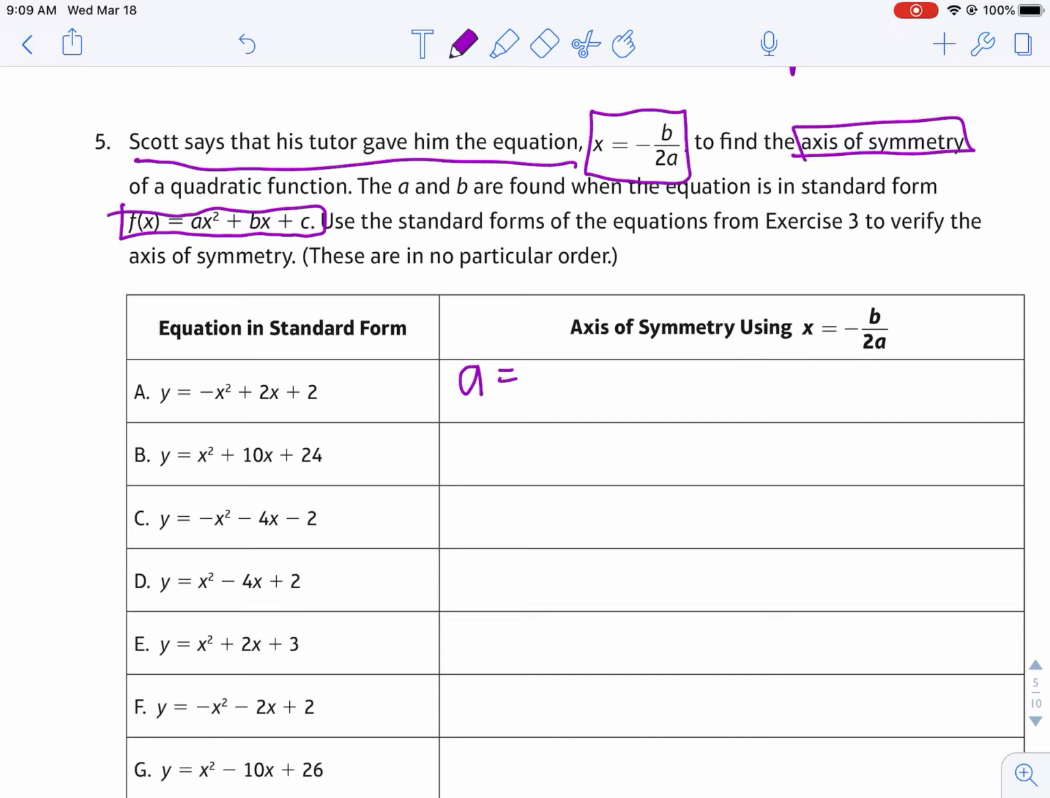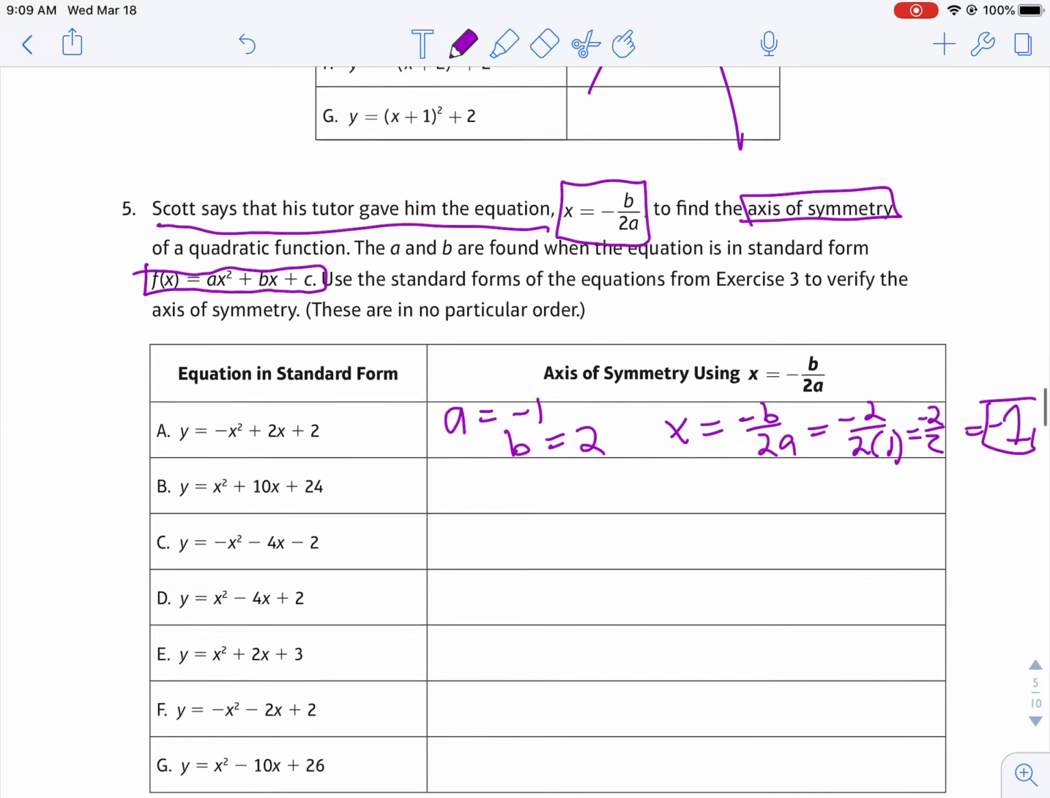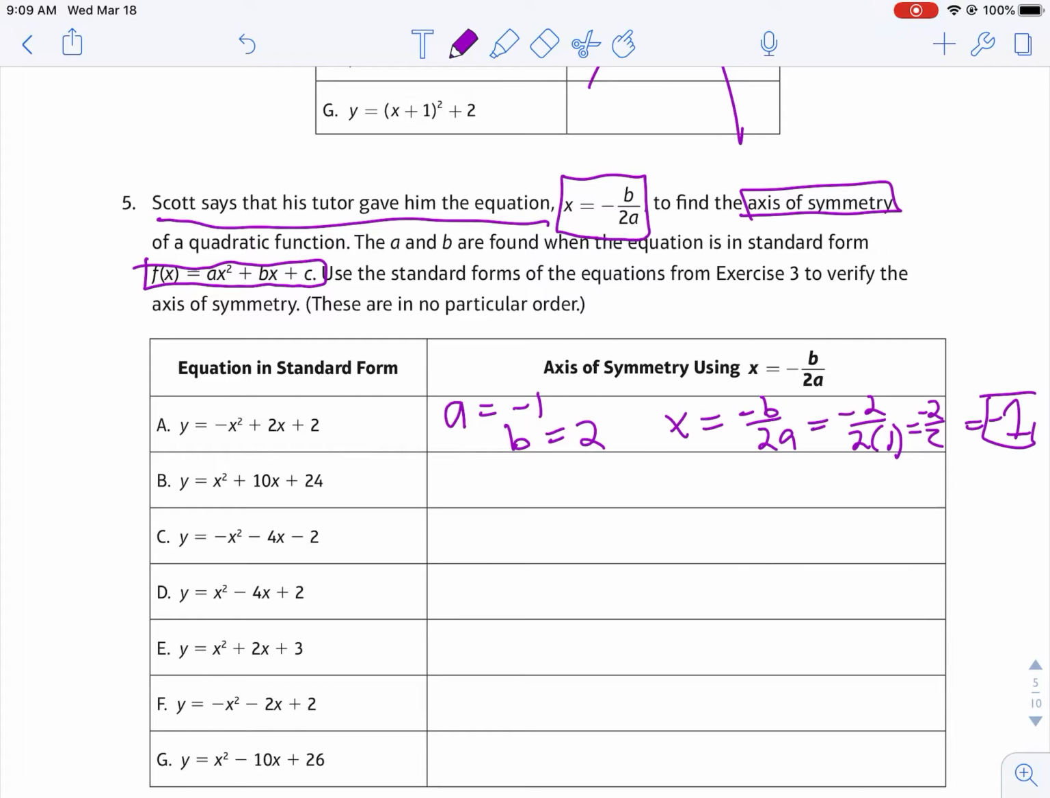A is going to be the coefficient of x squared, that's going to be -1. And b is going to be the coefficient of x, which is 2. Therefore, negative b over 2a equals -2 over 2 times -1, which simplifies to -2 over -2, which equals 1. What this x value means is that is where our axis of symmetry is, which means this is the x-coordinate of our vertex.